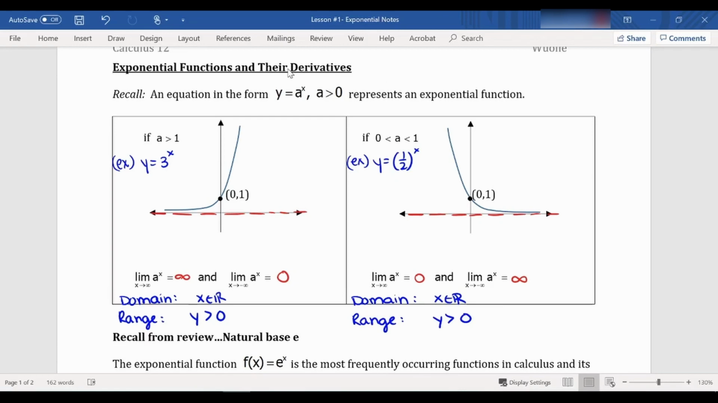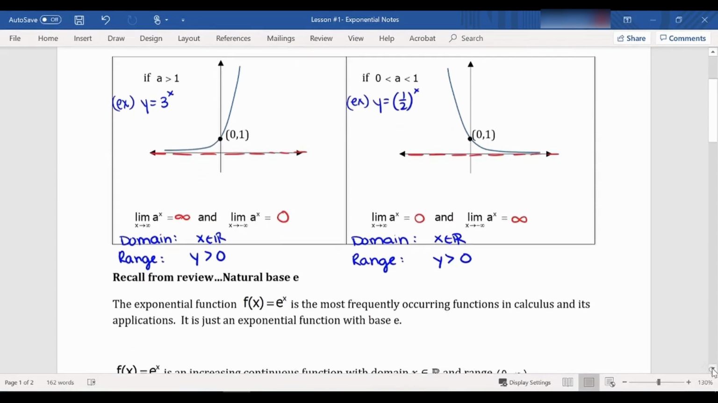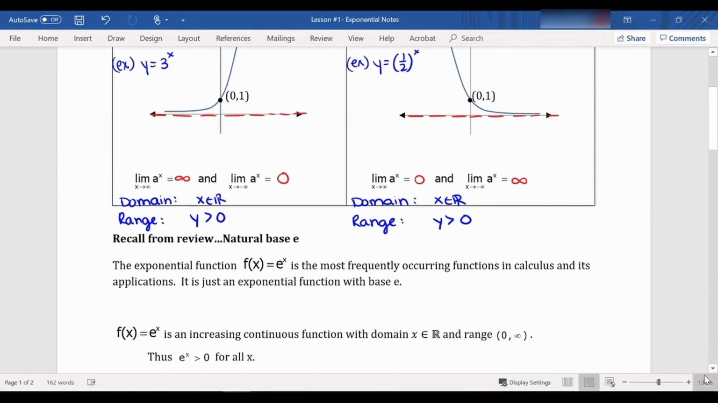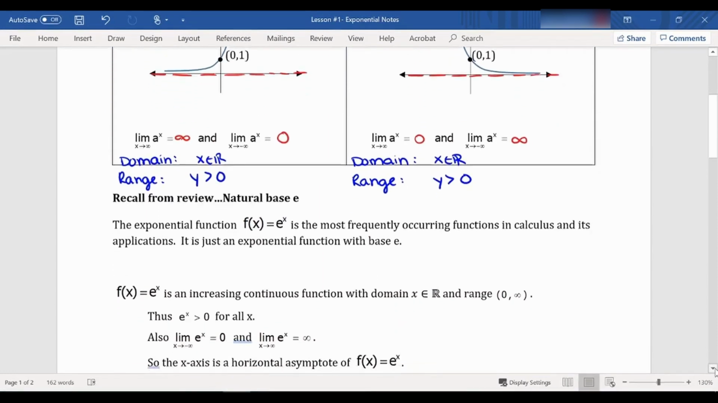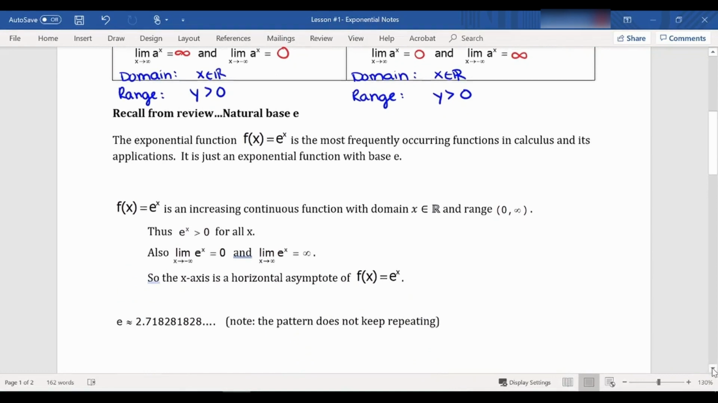We looked at, in chapter 1, very briefly, a base of e. So e is a number kind of similar to pi, but e is a constant. It equals approximately 2.71828, et cetera. The pattern does not keep repeating. This means that if we had f of x equals e to the x, that base is greater than 1.